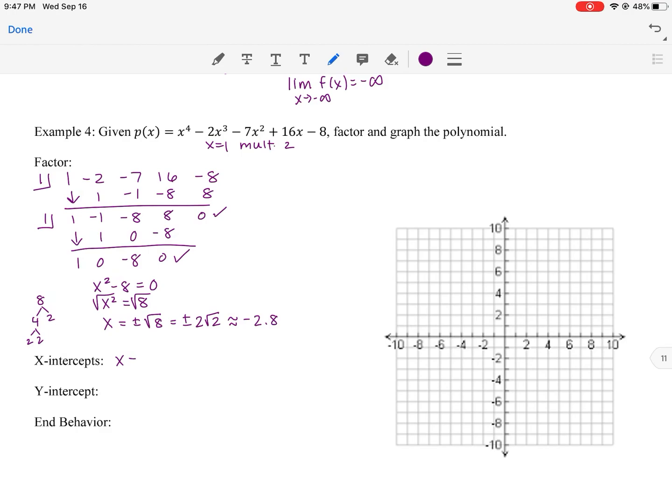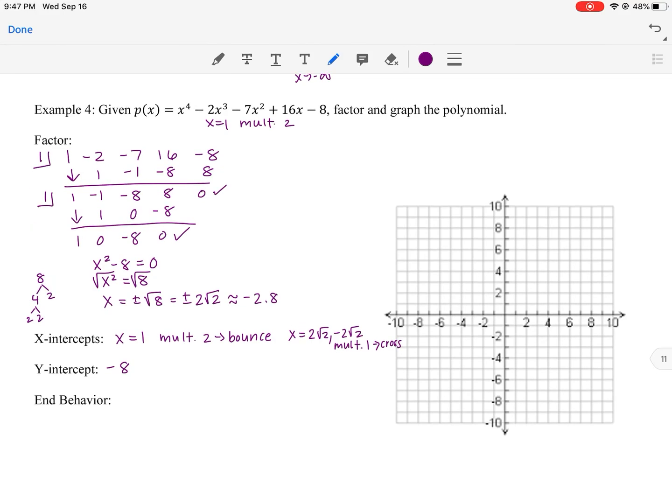Okay, so our x-intercepts, we got x equals 1. But this does have a multiplicity of 2, so remember that means that it's going to bounce there. And then you've got x equals square root of 8, or 2 square roots of 2, those two are equivalent, or -2 square roots of 2. And both of these are multiplicity 1, right? So that means it's going to cross. Okay, your y-intercept is -8. This one is a degree 4, and it is positive. So this time they'll actually both go up at the end.